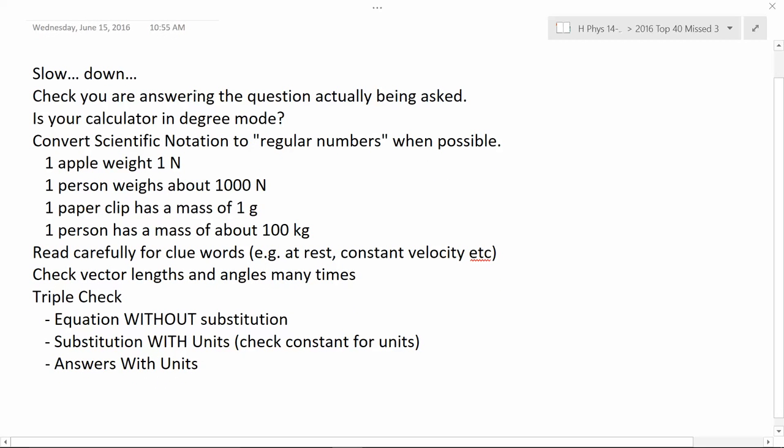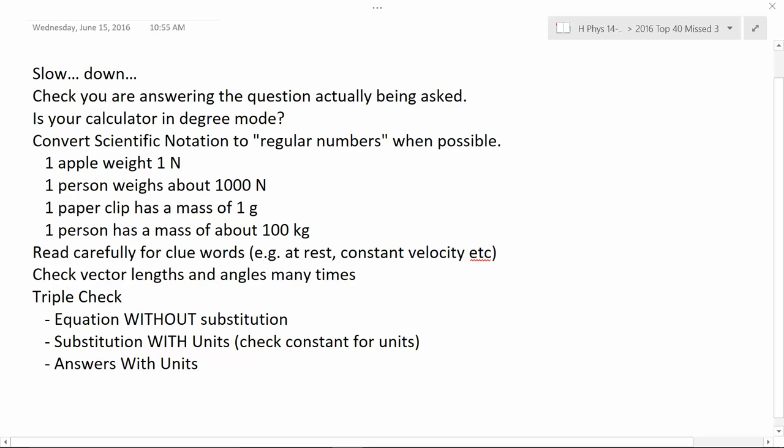Scientific notation, just the intuition goes down. You're better off converting it to regular numbers where possible. This is especially true because almost every year they have a question on estimation. Convert those to regular numbers and you'll be better off. Some facts to know: an apple weighs about a newton, a person weighs about 1,000 newtons, or a little less. A paperclip's about 1 gram, a person's about 100 kilograms, at least a linebacker, but that's close enough.